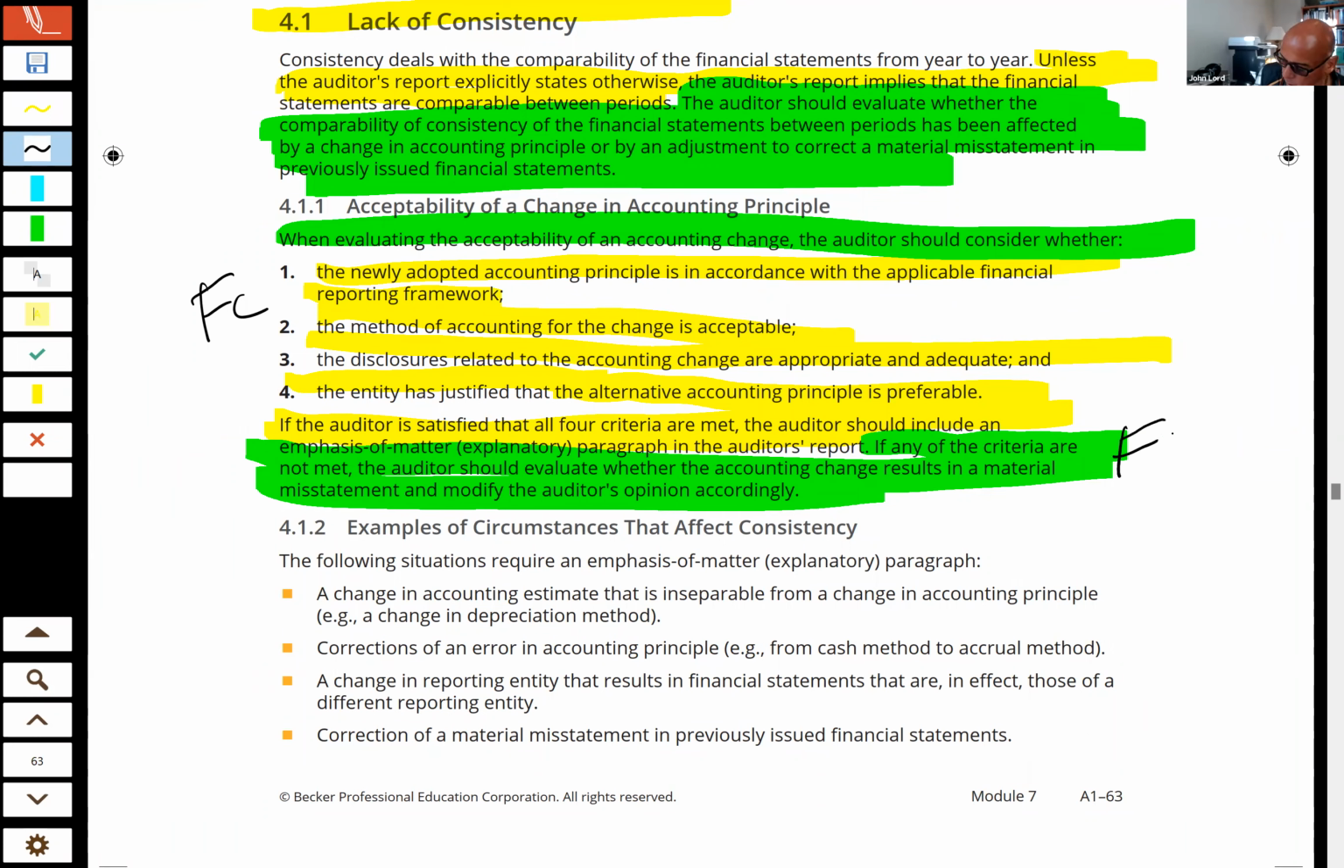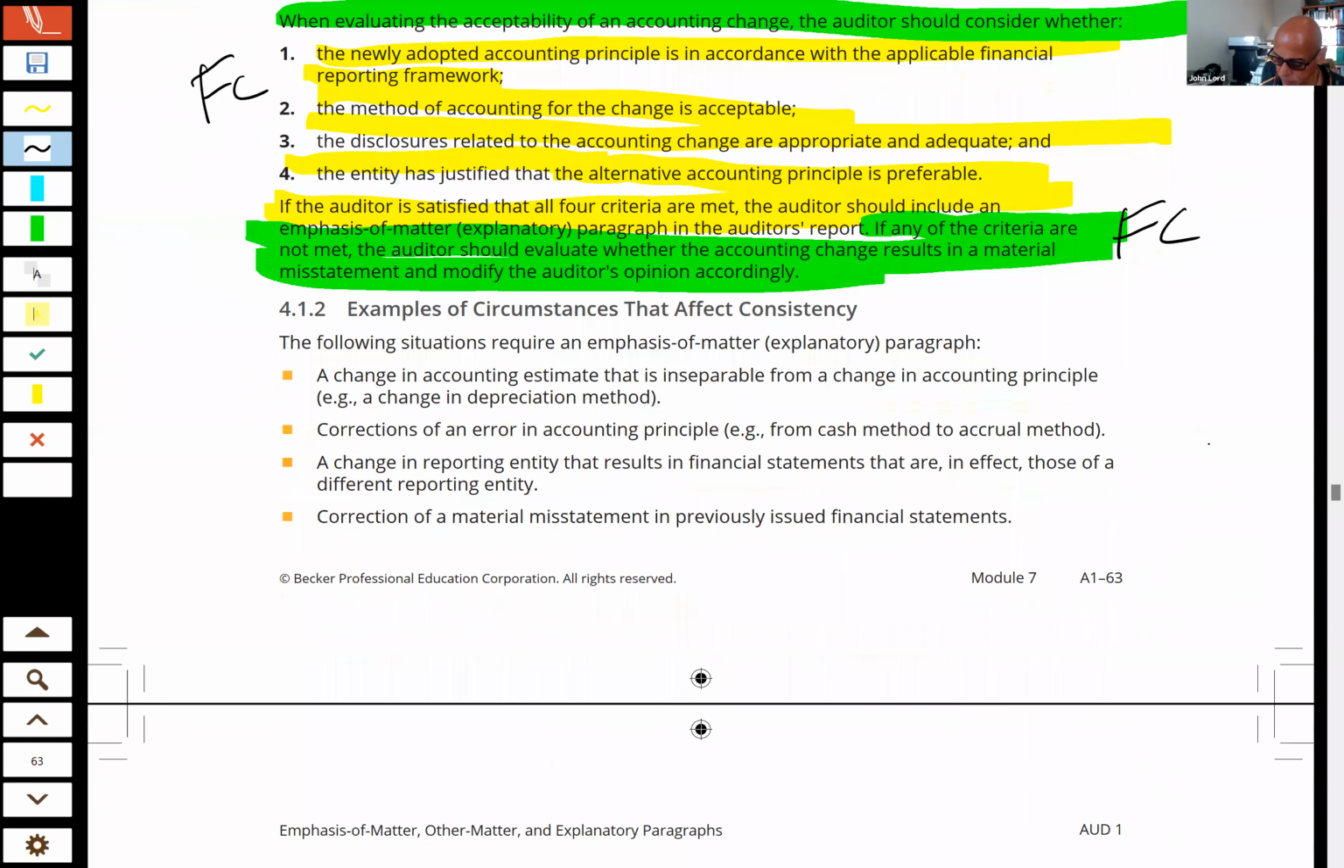Okay, good. Now we come over and we give examples of circumstances that would require the emphasis of matter explanatory paragraph calling out the change. Okay, change in accounting estimate that is inseparable from a change in accounting principle. What the heck does that mean? They say depreciation method. Okay, what is it?